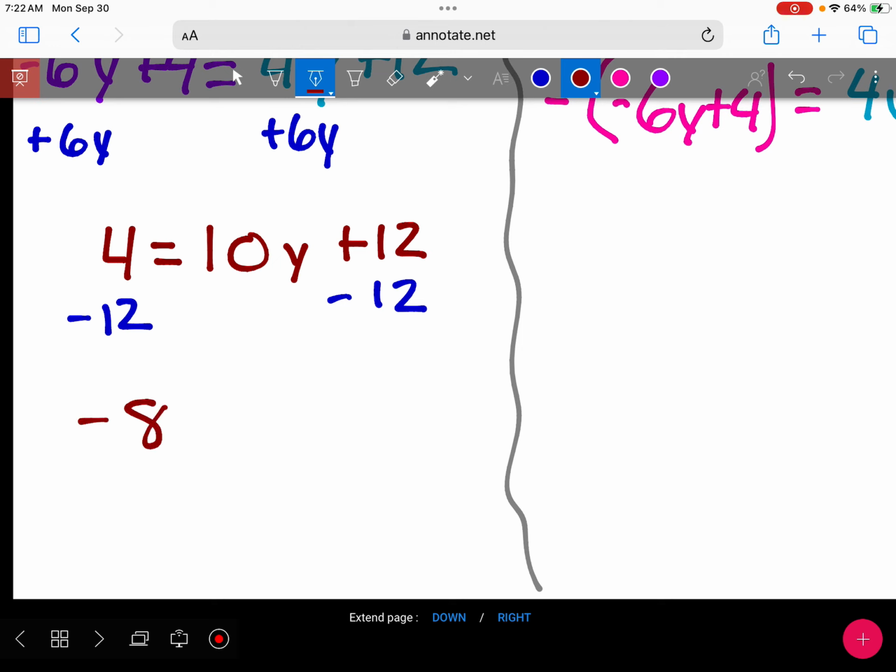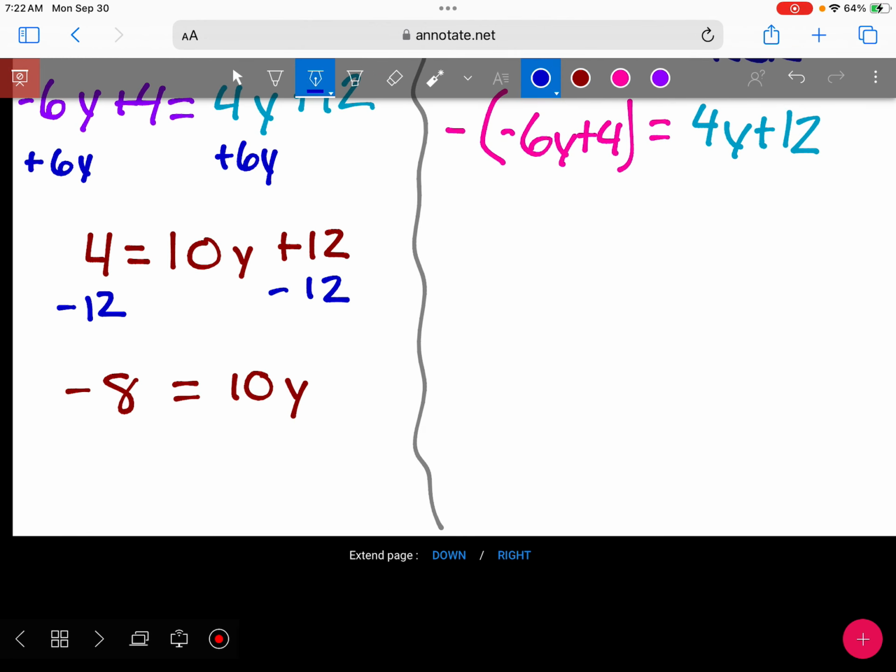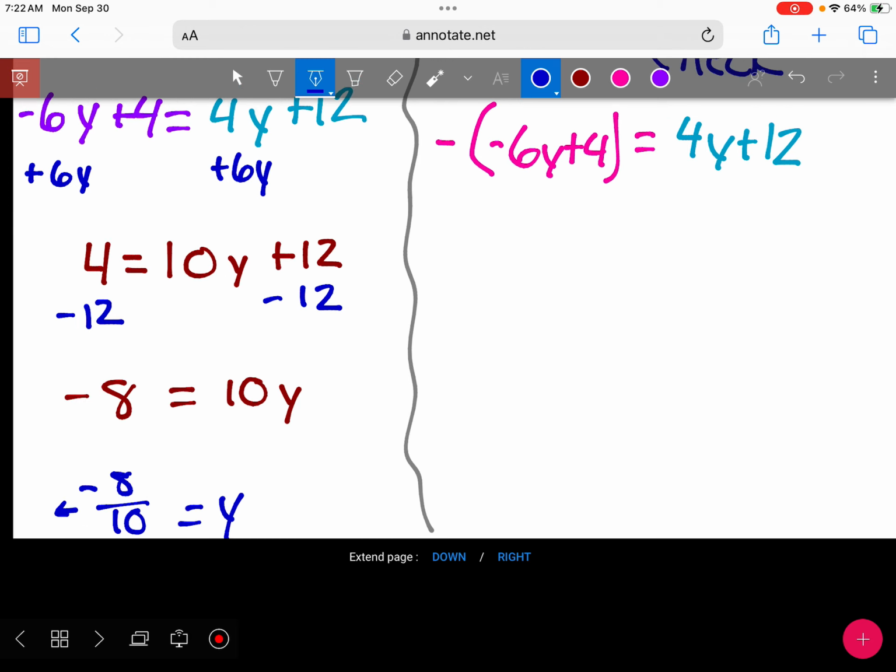So we have negative 8 equals 10y. So what does y equal? Negative 8 over 10. Can we simplify that? Yes. To what? 4/5. You are right on the decimal. It just took me a second. My brain was headed a different direction and I had to detract. Negative 4/5. They both divide by 2.